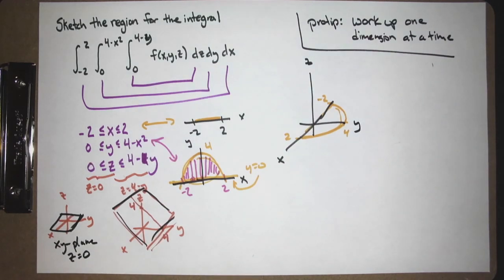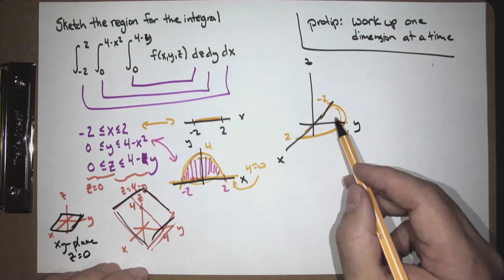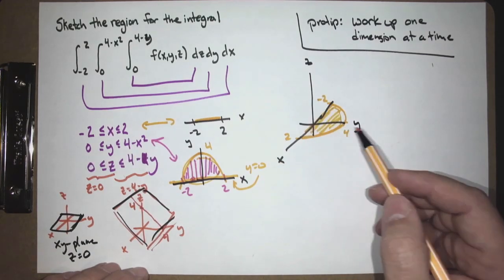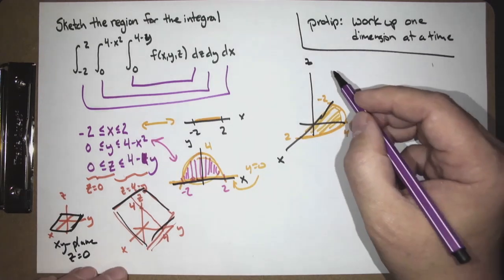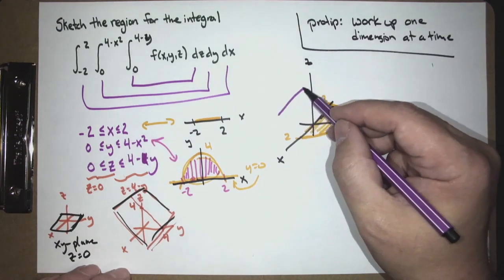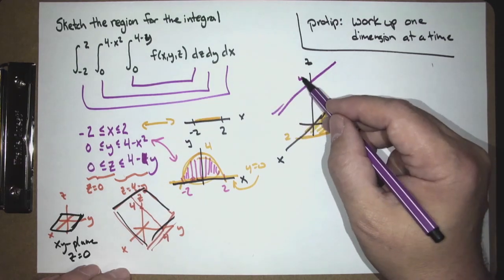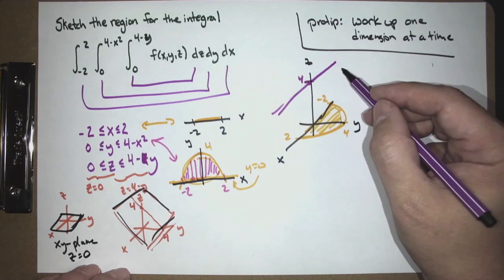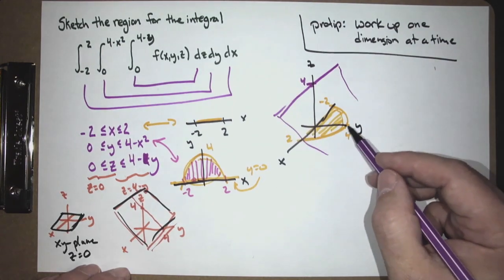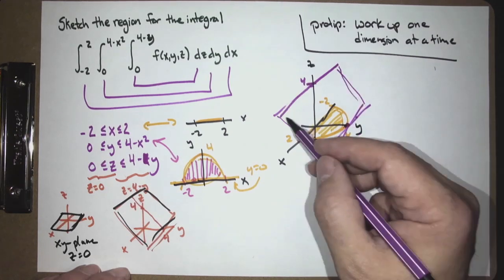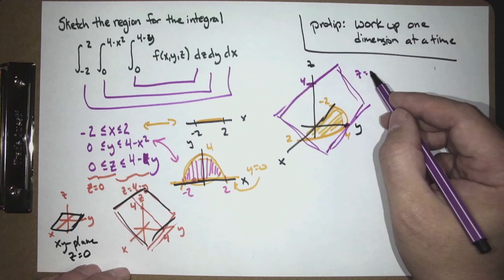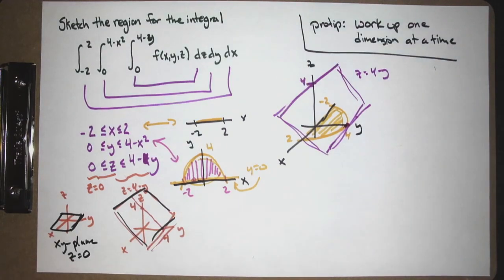Now, what's happening with z? Well, z is going from 0, which is the xy plane. So this is the floor, and we're going up to our surface. Now, that surface, here's z equals 4, and we're going down. It hits right here. So this is our top surface, z equals 4 minus y.